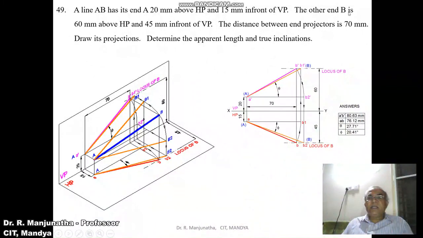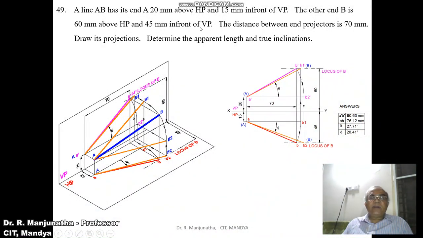Similarly, he says the other end B is 60 mm above HP. So the distance is 60 mm above HP. When you look from the front view, we can see the distance which is going to fall on the vertical plane, which is the locus of B in the front view.